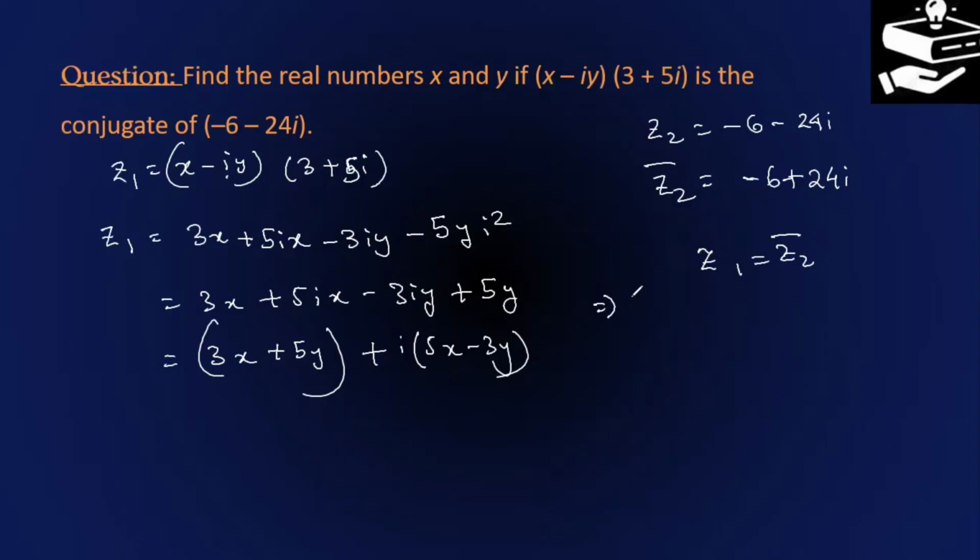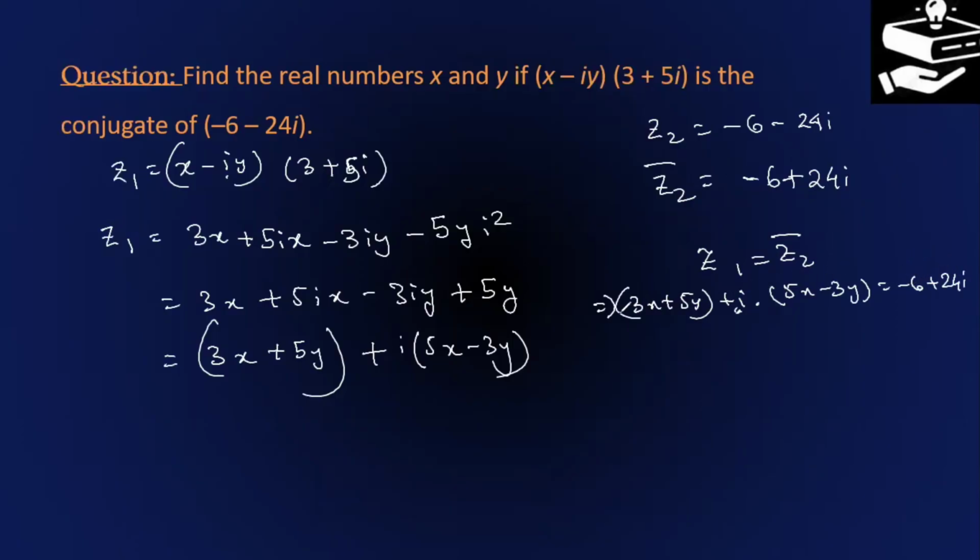we can say that 3x plus 5y plus i times (5x minus 3y) will be equal to minus 6 plus 24i. So far clear, I hope, right?